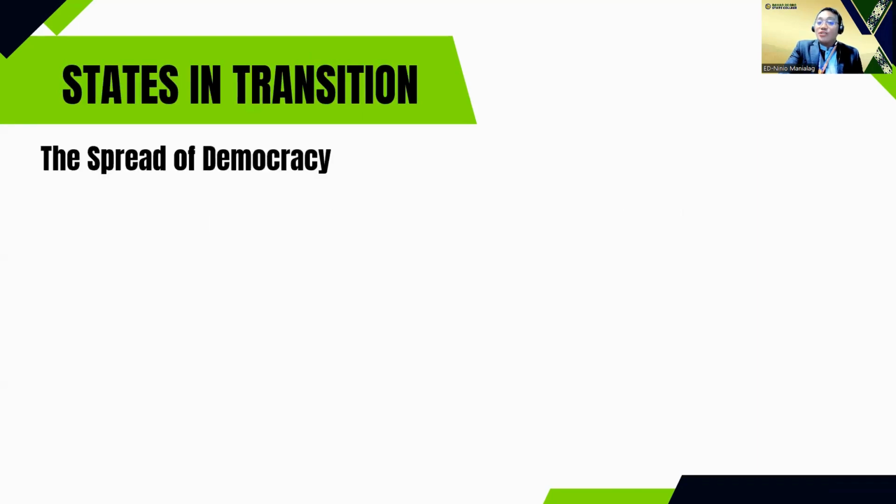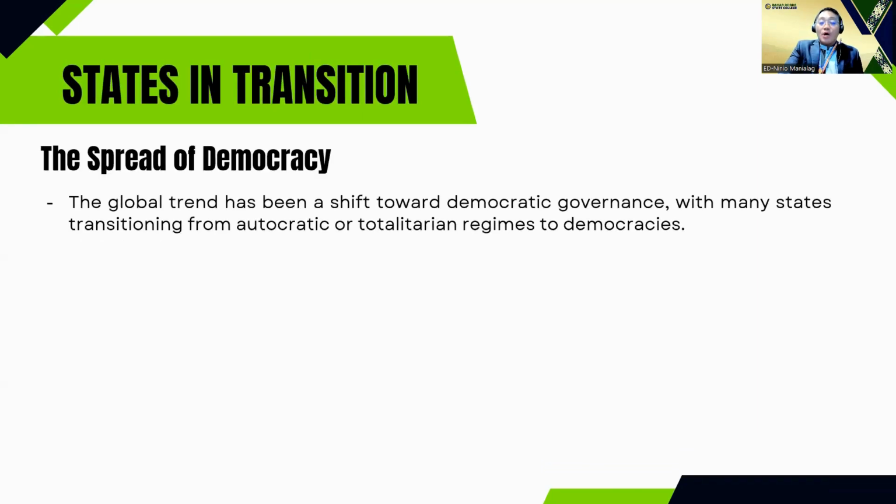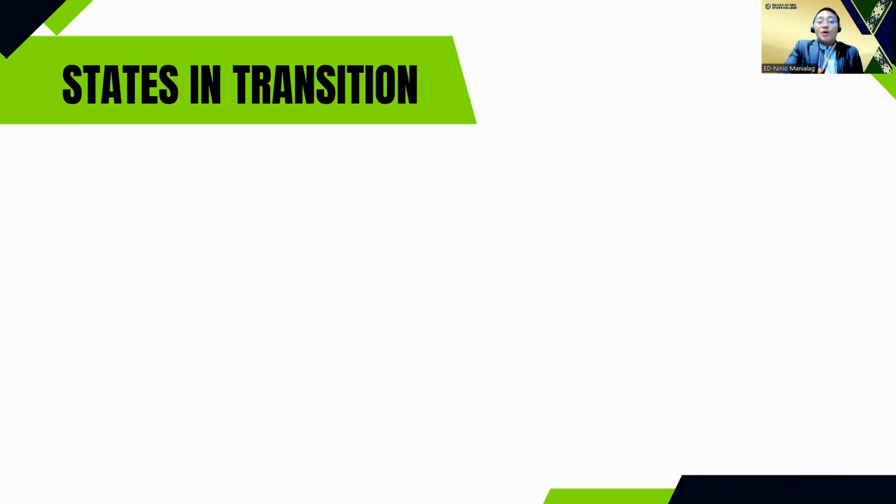Now, states in transition, the spread of democracy. So, before discussing the spread of democracy, states in transition, such as those moving from centralized to market based economies, are undergoing profound changes in their political and economic structures. These transitions are critical for setting a solid foundation for economic progress and development. Now, the subtopics presented here will delve into the dynamics of these transitions and their broader implications. So let's start with the spread of democracy.